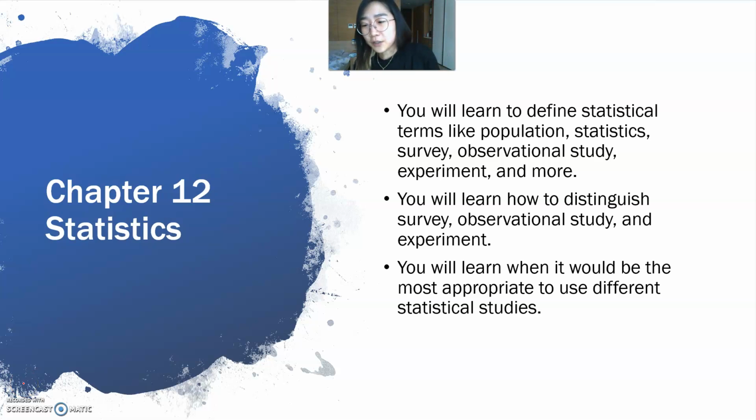Guys, we are starting a new chapter and this section is actually pretty straightforward. So if you prefer the textbook, you can totally get what we are going to talk about just reading the textbook. Okay. So today we'll be focusing on defining some terms and distinguishing these three things that we're going to look into: survey, observation study, and experiment, and to know when to use which most appropriately.